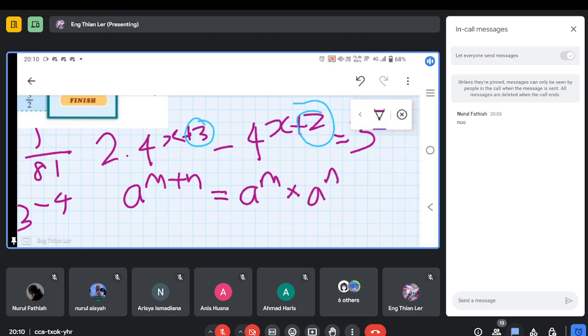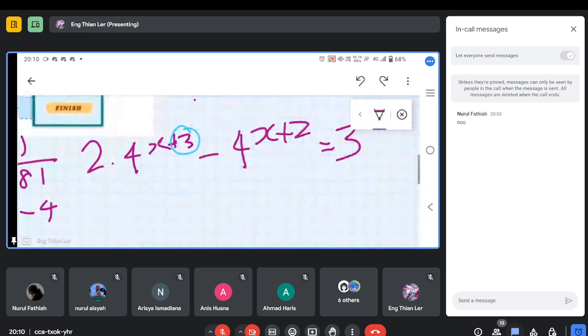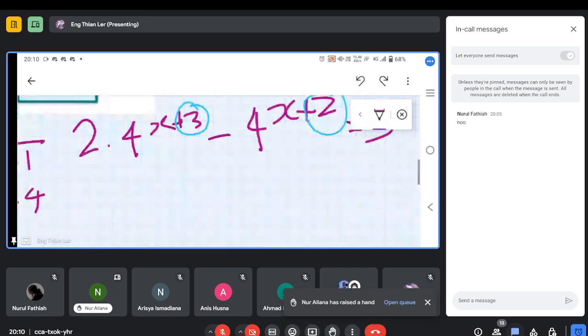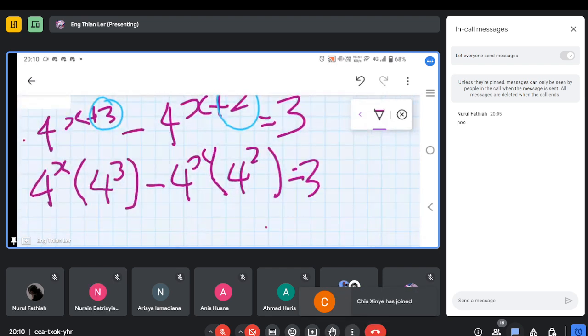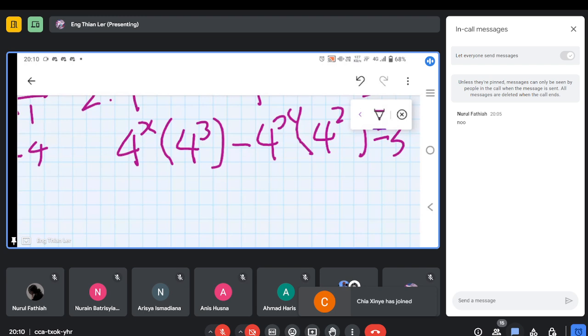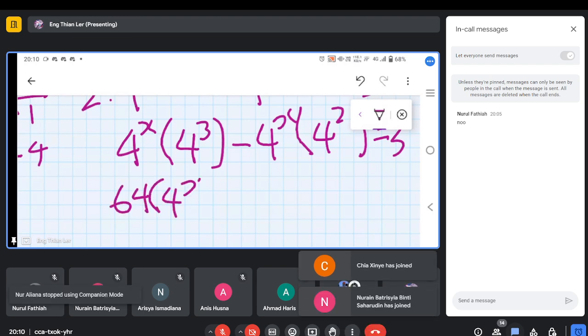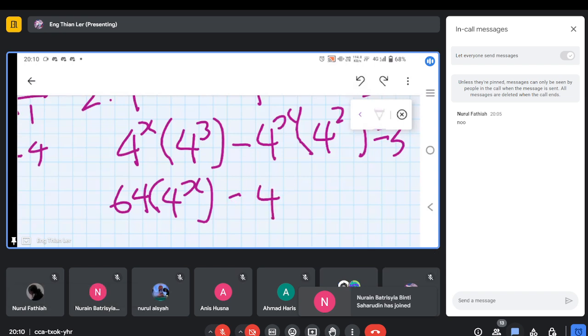So now we're just going to separate the x and 3. Okay, 4 to the power x multiplied by 4 cube, minus 4 to the power x with 4 square, and this will get us 3. And 4 cube we will get 64, and 4 square we will get 16.